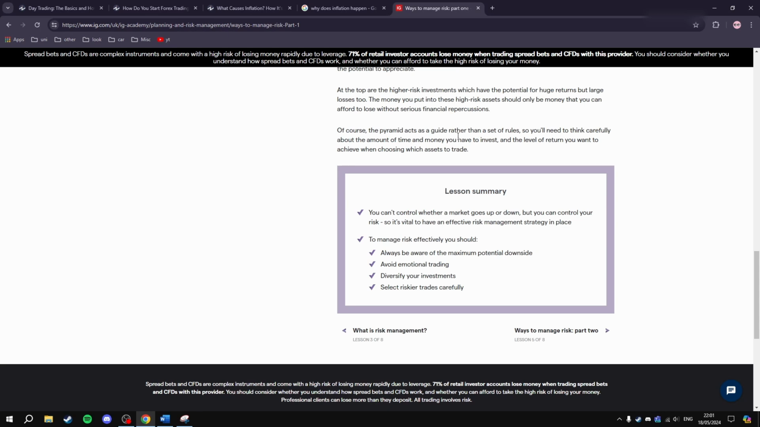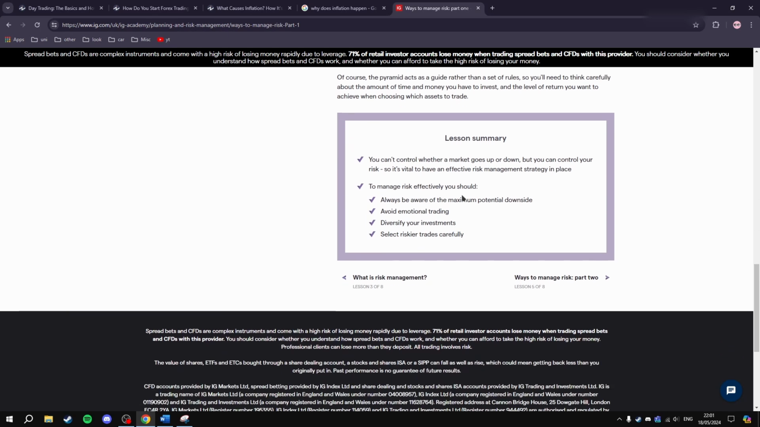Okay, summary. You can't control whether a market goes up or down, but you can control your risk, so it's vital to have an effective risk management strategy in place. To manage risk effectively, you should always be aware of the maximum potential downsides, avoid emotional trading, diversify investments, and select riskier trades carefully.